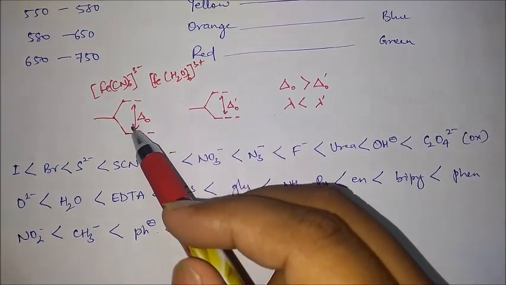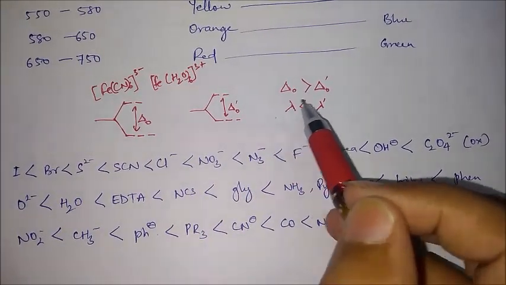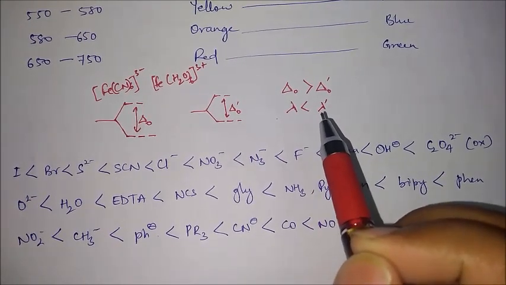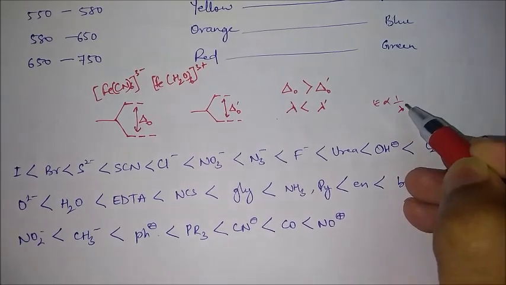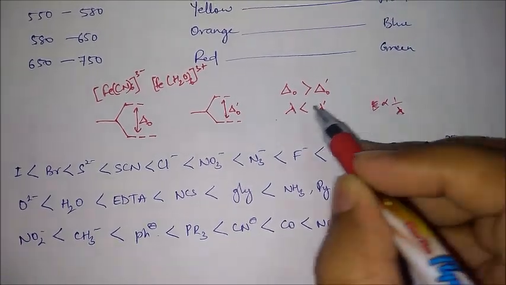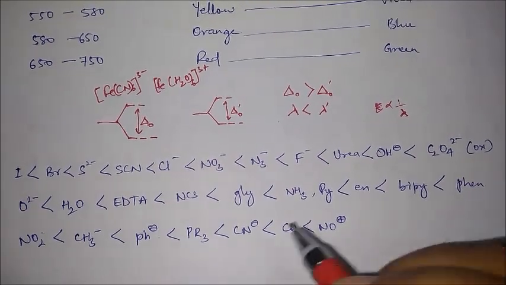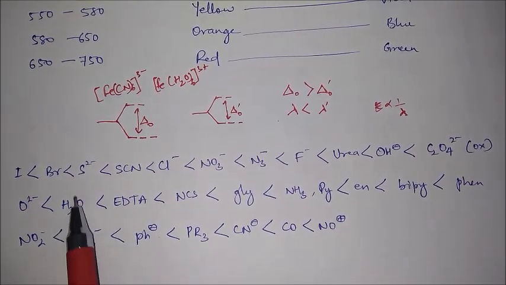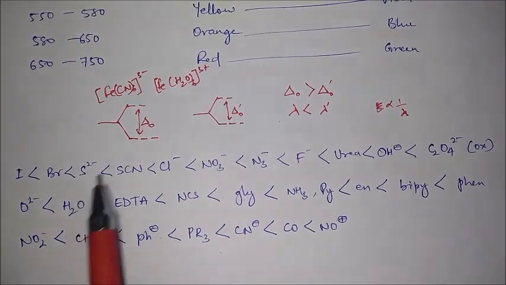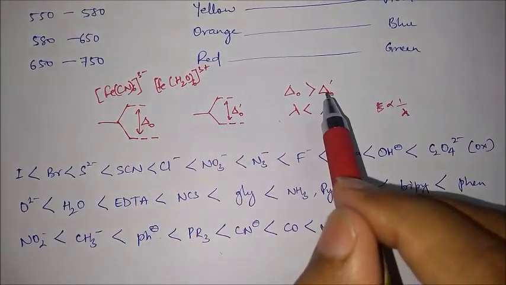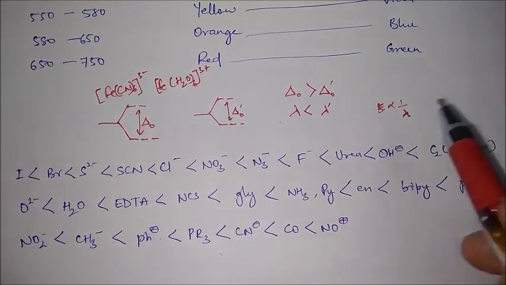The splitting is more, and if the splitting is more, it will absorb a lower wavelength, okay. Both of these things are relative, you have to see it like that, because we have already discussed that energy is inversely proportional to wavelength. Energy is nothing but here represented as delta O, the crystal field stabilization energy. Whereas water is over here, somewhere here, so it's a very weak ligand as compared to cyanide. So the splitting is less over here, so the energy is less, but the wavelength will be more, because if energy is less, then wavelength will be more.